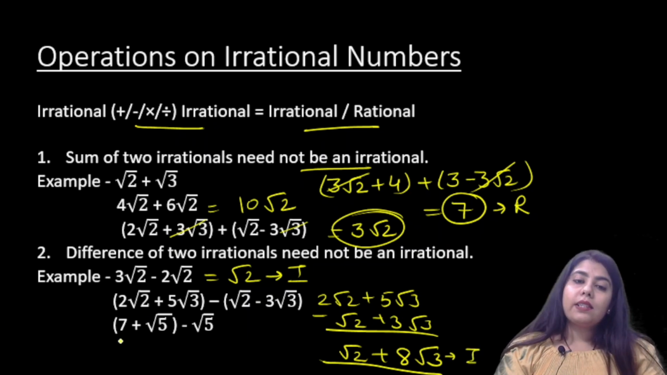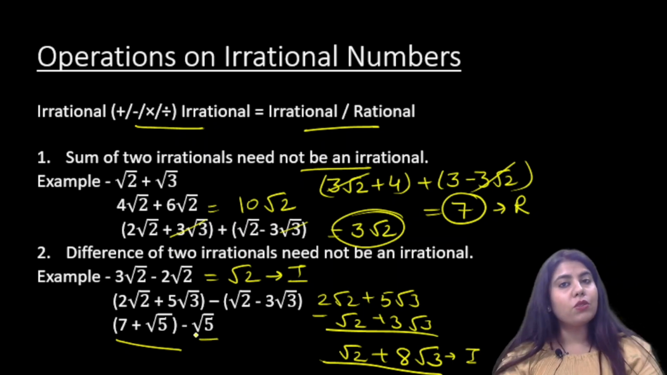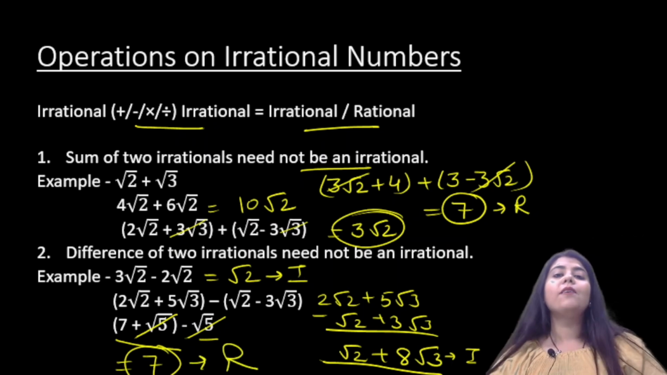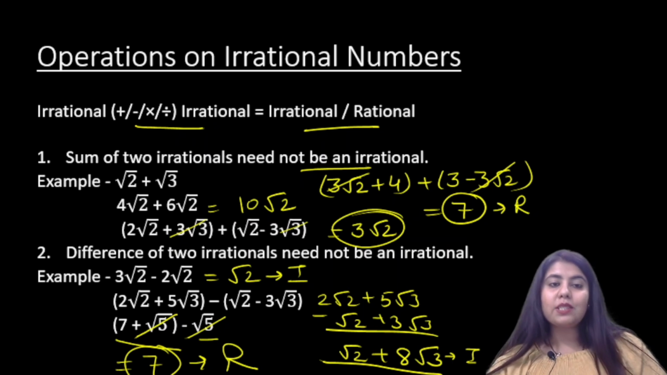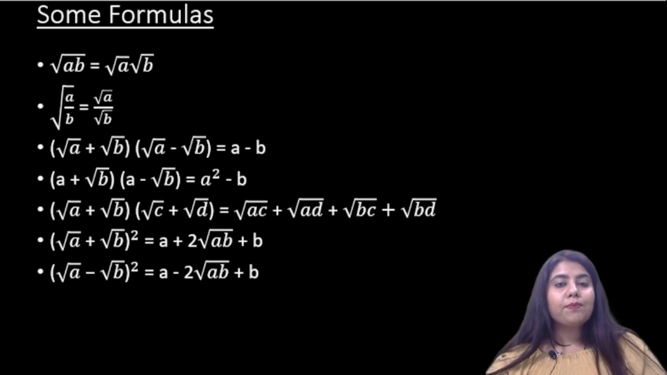Now let's see the next example. 7 plus root 5 is an irrational number, minus root 5, it is also an irrational number. When we take the difference of these irrational numbers, root 5 and root 5 get cancelled out, and it is equal to 7, and we know that 7 is a rational number. So we can say that the difference of two irrational numbers need not be an irrational number. Clear?